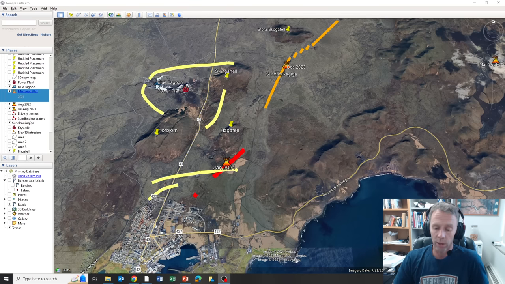Today is February 2nd. It's about 11:30 a.m. Mountain Standard Time here, about 6:30 p.m. I believe, in Iceland. Today we're going to look at some of the latest data.